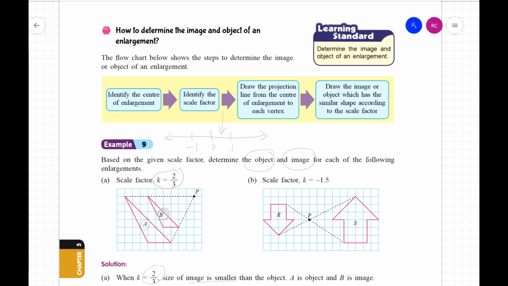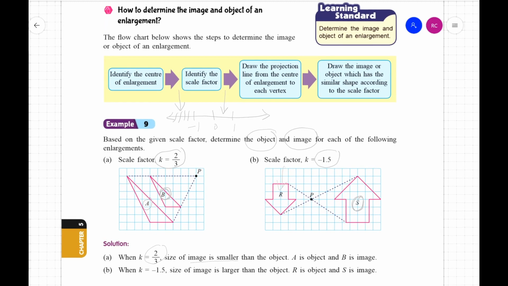Okay, now we look at question B here. The scale factor given is equal to -1.5. If it is given -1.5, it falls on the number line on this part here. So we know that the image will be larger. From here, S is larger, meaning that S is the image, and R will be the object. You can refer to the solution given for B. When k equals -1.5, the size of the image is larger than the object. So R is the object and S is the image.